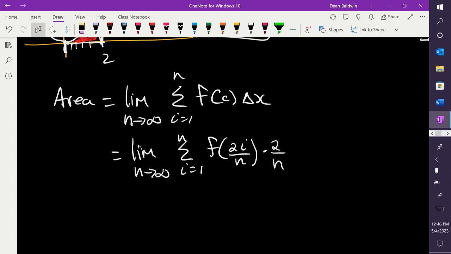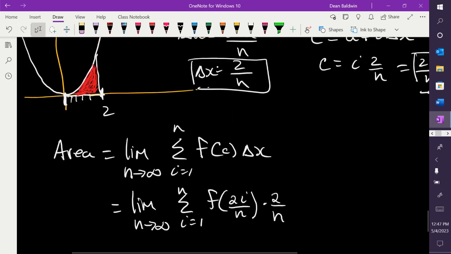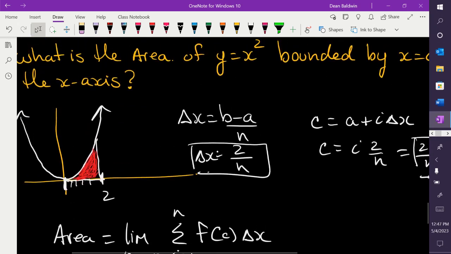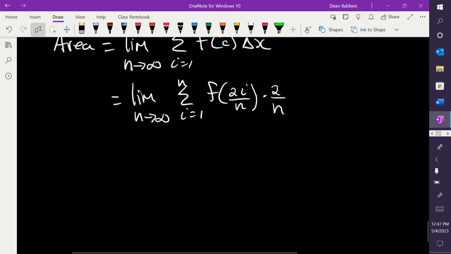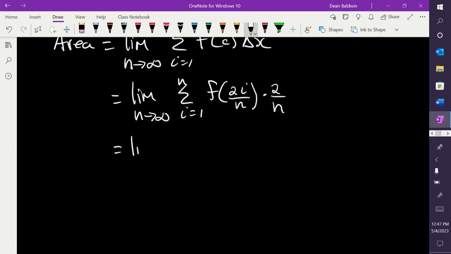So, whatever's in brackets for the function goes where? And our function is x squared. So we get 2i over n all squared times 2 over n.